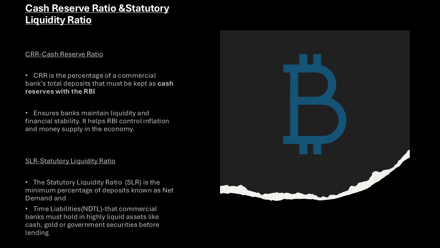SLR is the statutory liquidity ratio, and it's a mandatory percentage of deposits that the commercial banks must maintain in safe and liquid assets before they lend money to customers. Unlike CRR, which is physical cash with RBI, SLR assets are held within banks' vaults and earn interest on them. It's a pool of safe sellable assets to pay banks' depositors. It also funds the government and manages the credit flow. The current SLR ratio is 18% of banks' net demand and time liabilities.